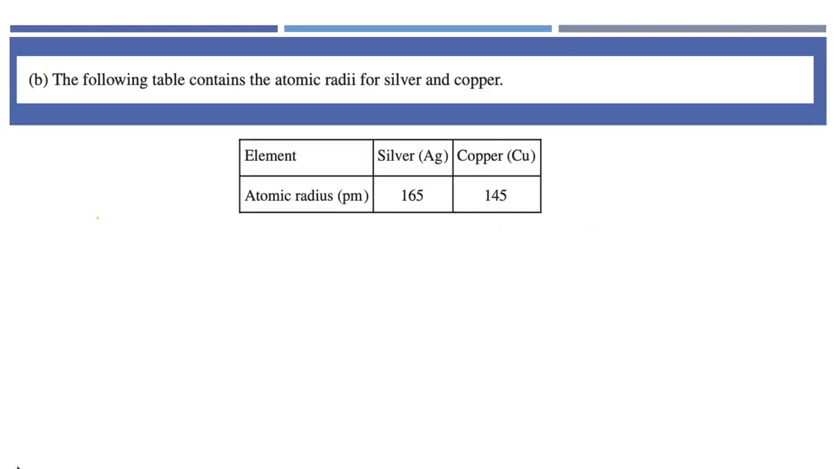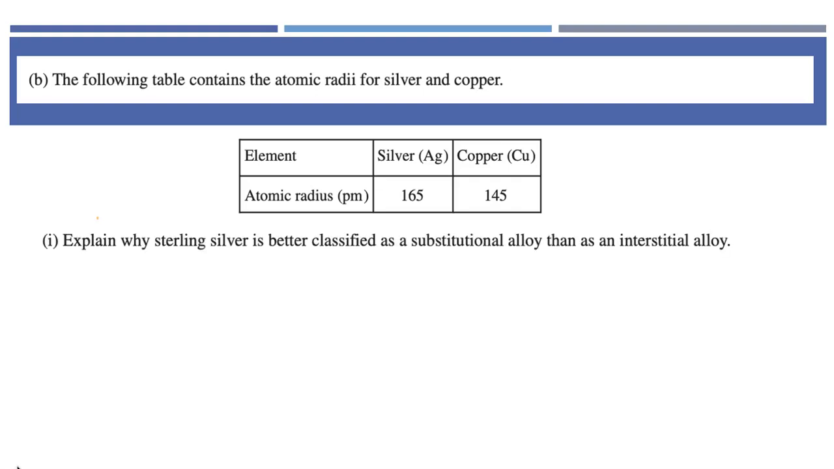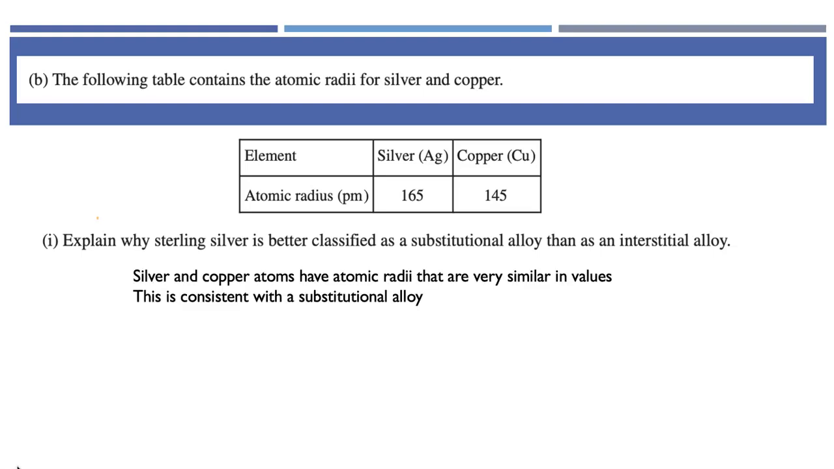The question goes on. The following table contains the atomic radii for silver and copper. And the next part of it asks, explain why sterling silver is better classified as a substitutional alloy than as an interstitial alloy. So alloys are mixtures of metals. What we notice if you look at the table is that the radii of silver atoms and the radii of copper atoms are really similar in their value. They're not that different. And this would be a substitutional alloy.